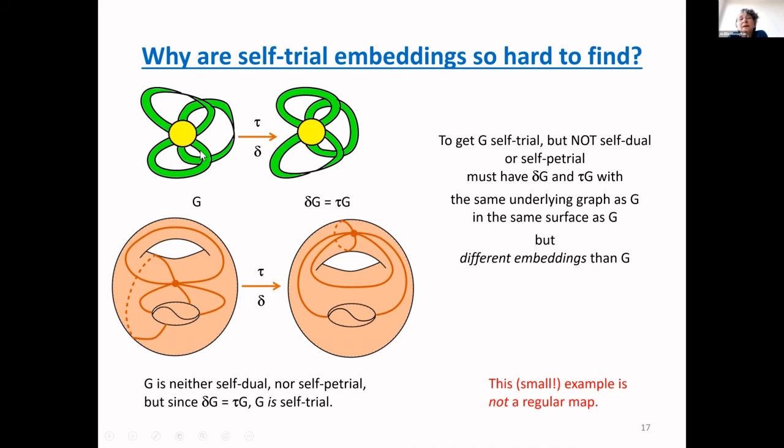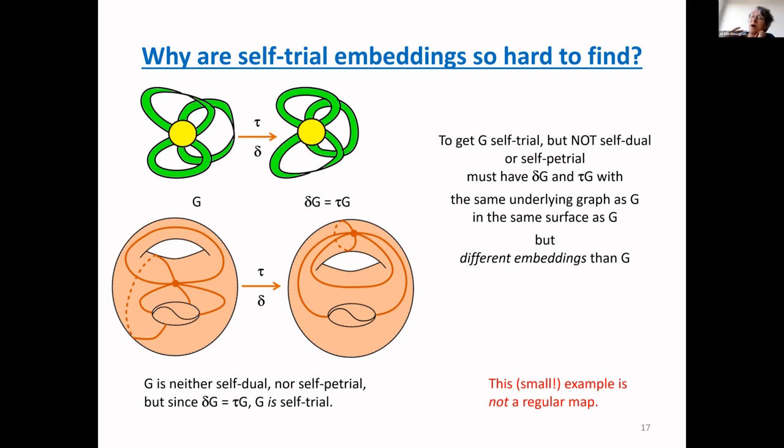But this graph is not the same as either its dual, right? These two graphs, the graph on the left and the graph on the right, are not the same graphs. Okay, so this is one of those special graphs, a little teeny tiny one, not some great big huge thing. And here's what it looks like in the surface.